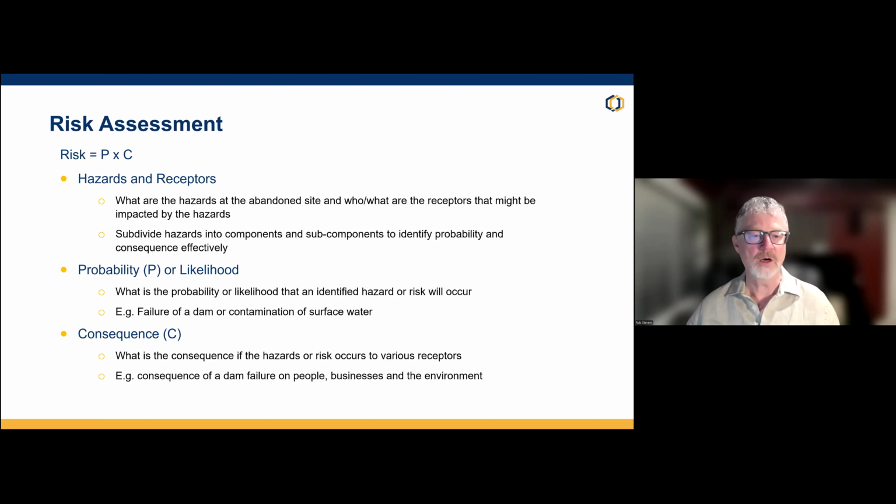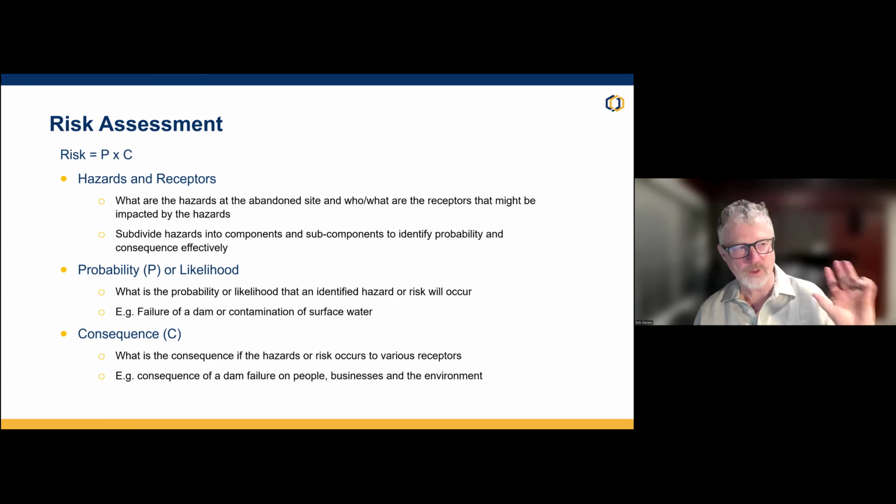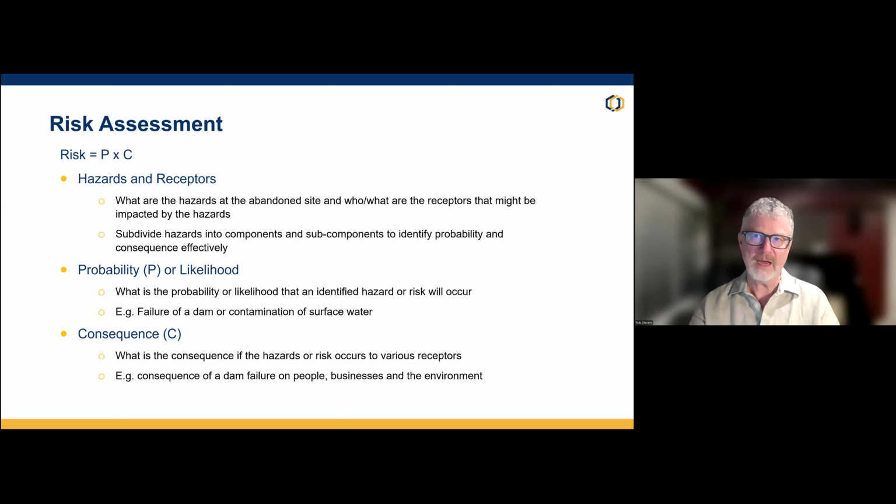Then the second part is, okay, well, what is the consequence if there is contaminated water at that site? So that is then to people, wildlife, the surrounding environment, and businesses. So it really has those parts. What are the hazards? Who could be impacted by the hazards? Then we identify a probability of that hazard occurring and what is the consequence if it does occur.